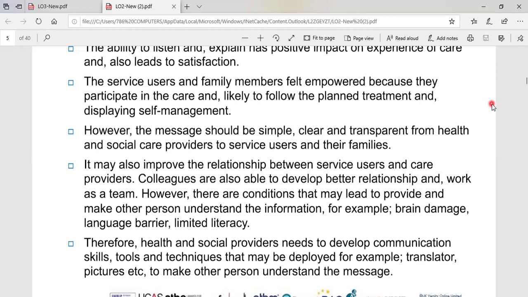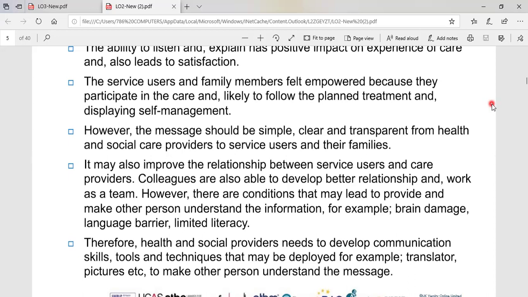So there's no hidden agenda that you have. It should be very clear to the patient what they're going through and what the different procedures are that will be tested on them. They should obviously know of the consequences. There should be informed consent on every step that you have with them. This would improve the relationship between the service users and care providers. And if the care providers have a good relationship, this would create a good environment overall. Then your colleagues, your employees, your employers, are able to work in a very good environment together.